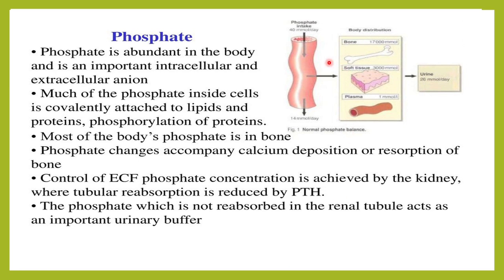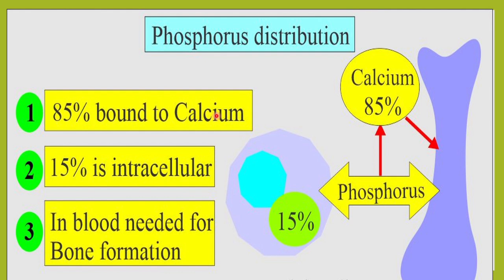This phosphate is abundant in the body and it is important both intracellularly and extracellularly. Much of the phosphate inside is bound to lipids. It forms the phospholipids, which are required for the cell membrane and also for the bones and the teeth. So it is one of the important parts of bone maintenance.